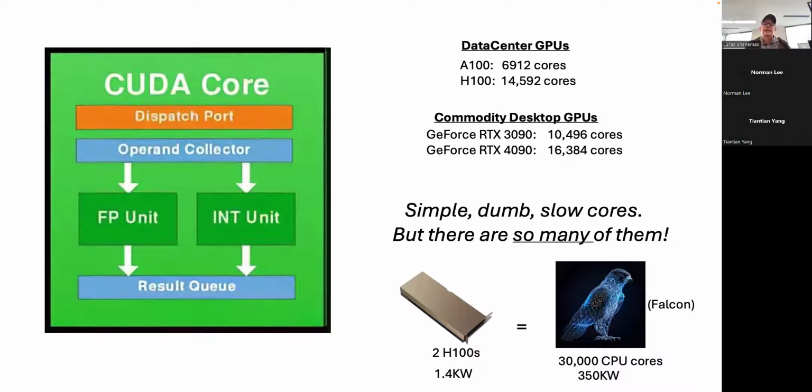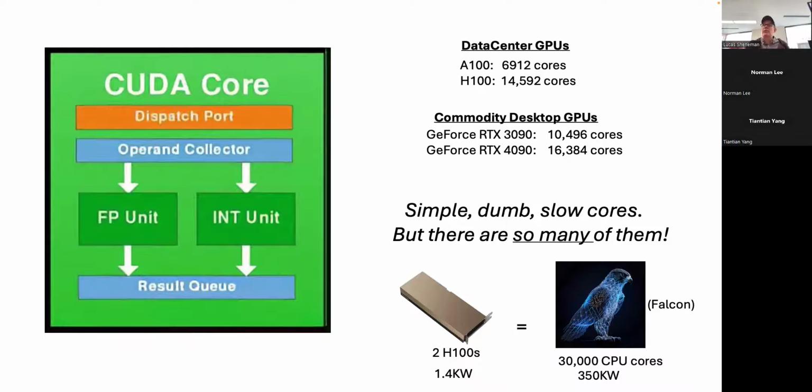So that's how many cores they have compared to CPUs that might have 16, 32 at the most. Some of them have 128, but we're talking tens of thousands of cores. Commodity desktop GPUs can actually have quite a few CUDA cores. A GeForce RTX 3090 has 10,000 CUDA cores. A 4090 actually has more than an H100, 16,000 cores. But these cores, like I said before, are simple, dumb, and kind of slow compared to a CPU core. But there are so many of them, and you can run them all at the same time.